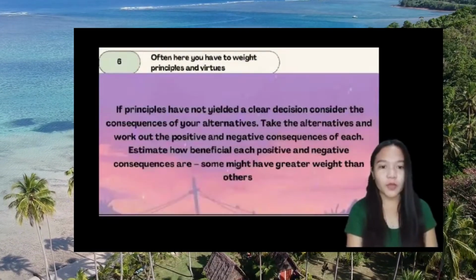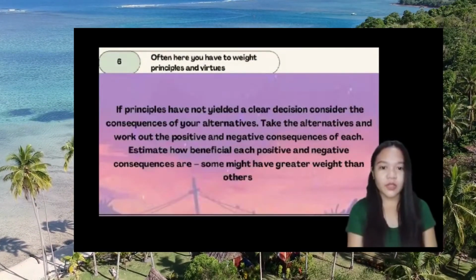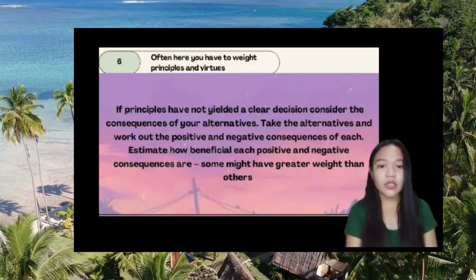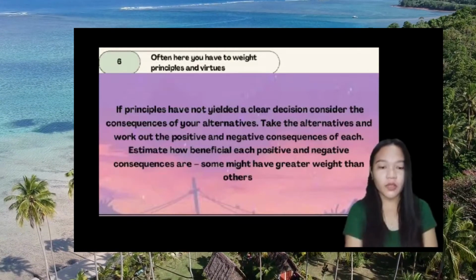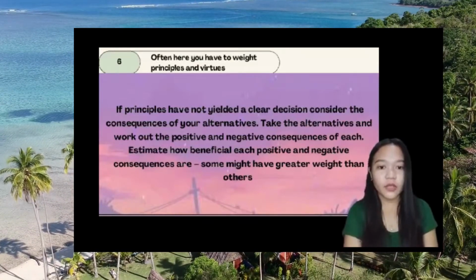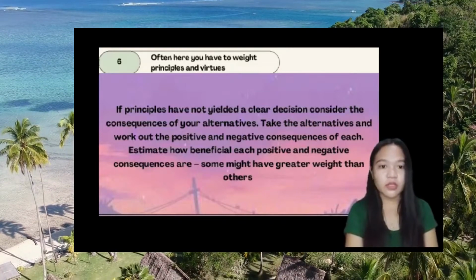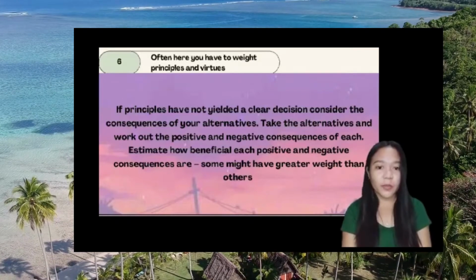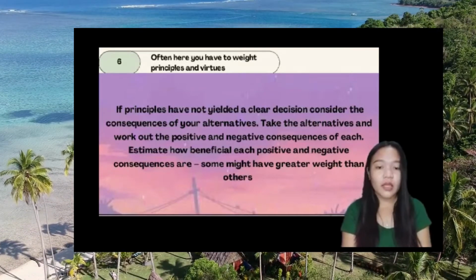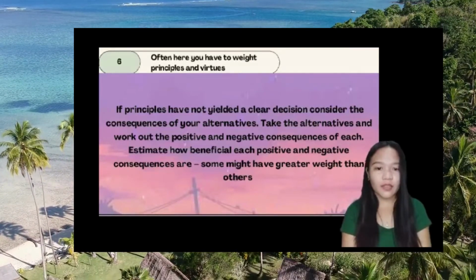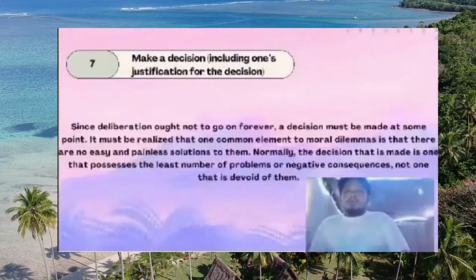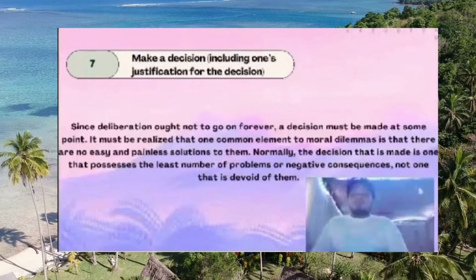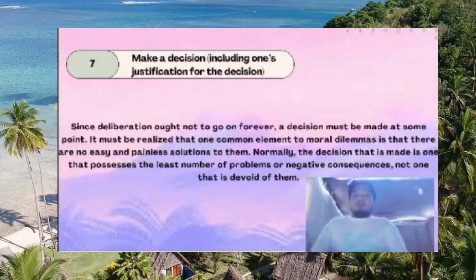My name is Gia Faith Labuga and my topic is all about to consider the consequences. So if the principles have not yielded a clear decision, consider the consequences of your alternatives. You have to take the alternatives and work out the negative and positive consequences of each. So you have to estimate how beneficial each positive and negative consequence is, and some might have greater weight than the others.